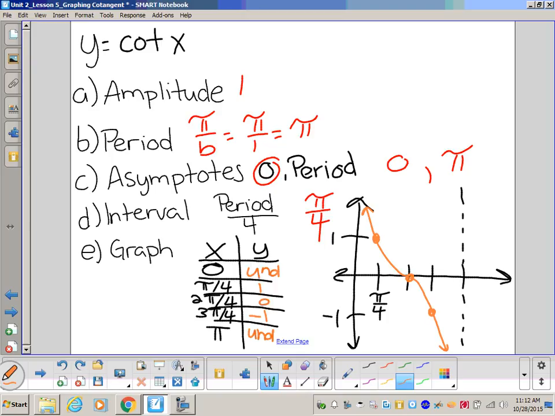Also, these are curves, so don't draw straight lines. They're curves. So questions about cotangent?